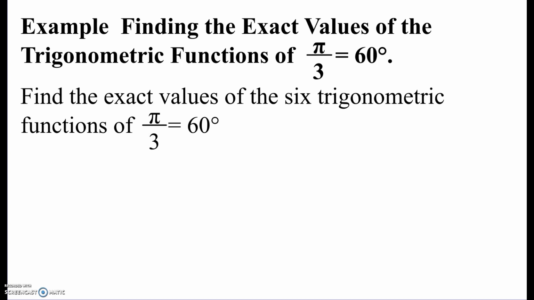All right, welcome to part 2 of Unit 6, Lesson 2, Day 2. In this example, we're going to look for values of the 6 trigonometric functions at pi over 3 radians or 60 degrees.